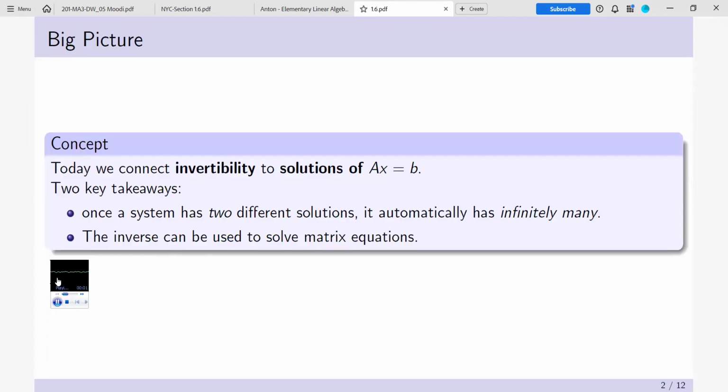Today is about how solution sets behave. If you find two different solutions, you basically unlocked an infinite membership card. For a linear system, solutions don't come in two-pack mode. It's 0, 1, or a whole buffet. We will also learn how to solve for an unknown matrix using invertibility.